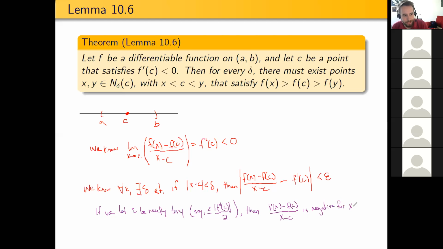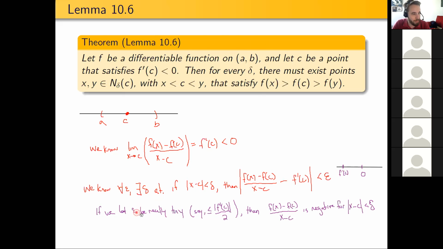For x values in the delta neighborhood of c, so for |x - c| < delta. Right, so the intuition there is that if I have a number line, just sort of draw it over here, and let's say this is 0, and I have f prime of c less than 0, right? So if f prime of c is less than 0, then I can take this quantity, right?